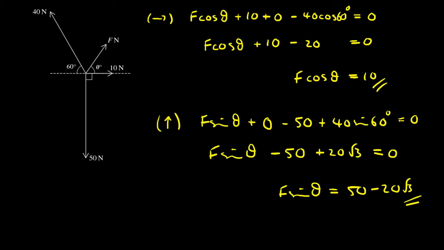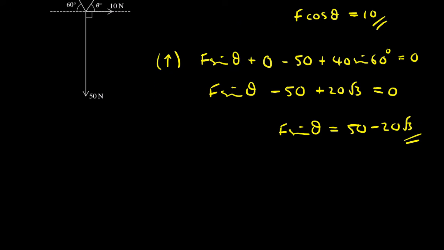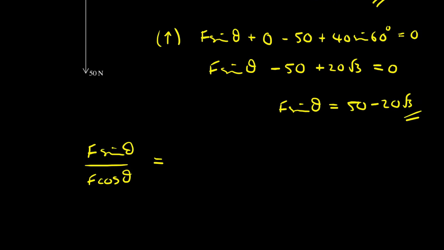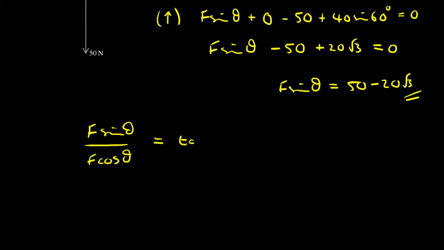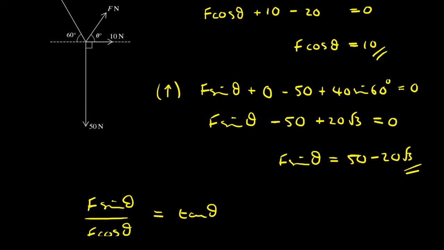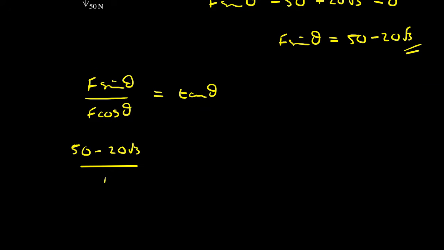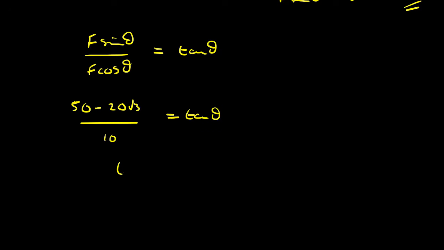Okay, how can we find the angle and the value of the force? Well, the best thing to do is to take this thing and divide it by that thing. Why is that? Because if I write F sine theta divided by F cos theta, the two F's are going to cancel out. We're going to be left with sine theta divided by cos theta, and that's going to be tan theta. So our F sine theta is 50 minus 20 root 3, and our F cos theta is 10. So tan theta is going to be equal to 5 minus 2 root 3.